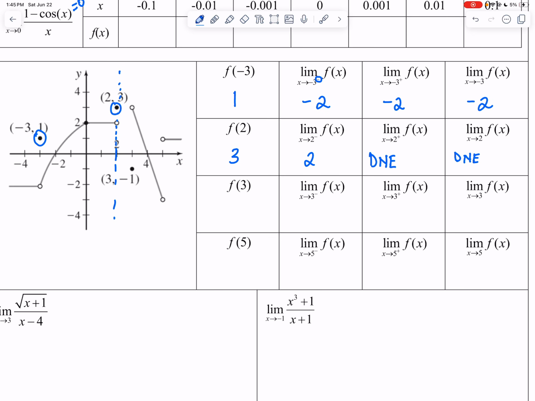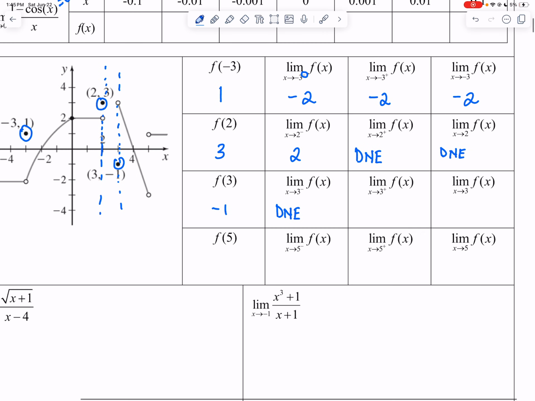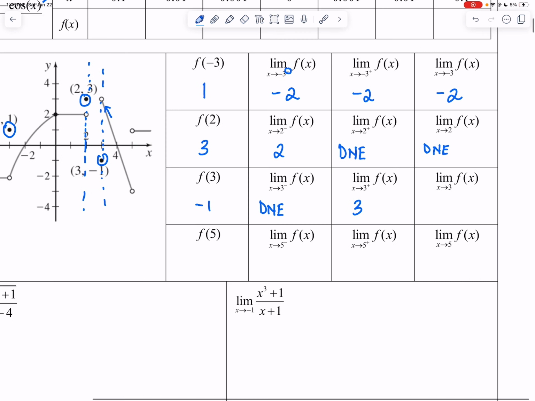Same thing with f of 3. So here, I know that my value is negative 1. Now, as I approach 3 from the left, though, notice how I don't have anything on the left side. Because I don't have anything on the left, my limit doesn't exist from the left. But as I approach 3 from the right side, it is going to approach 3. And because my left side limit and my right side limit do not match, my limit does not exist for x approaching 3 of f of x.